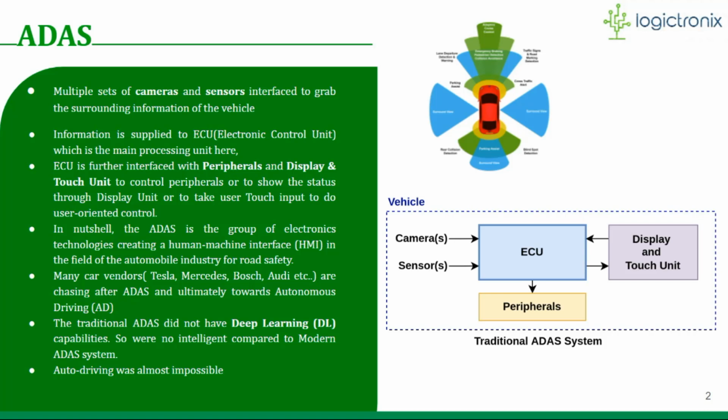Many car vendors such as Tesla, Mercedes, Bosch, Audi, etc. are chasing after ADAS and ultimately towards autonomous driving. The traditional ADAS did not have deep learning capabilities, so it was not intelligent compared to the modern ADAS system. Therefore, auto driving was almost impossible. On the right hand side, you can see the block diagrammatic view of the traditional ADAS system.